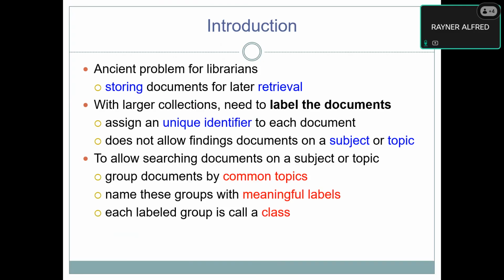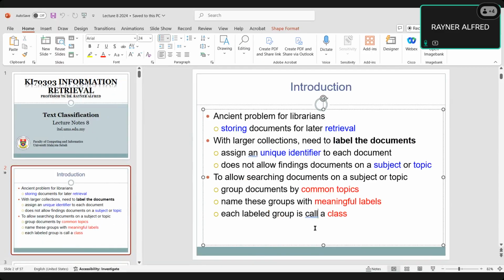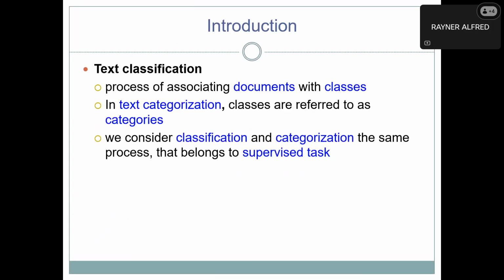But for us to be able to search documents on a subject or topic, we should be able to group them based on the common topic, or we could label them using meaningful labels. And for each group of documents, we can classify them according to the content of the document that we have. So that's why text classification is very important, because it enables us to classify which categories a document belongs to, and then it's easier for us to retrieve the document later on based on the category.